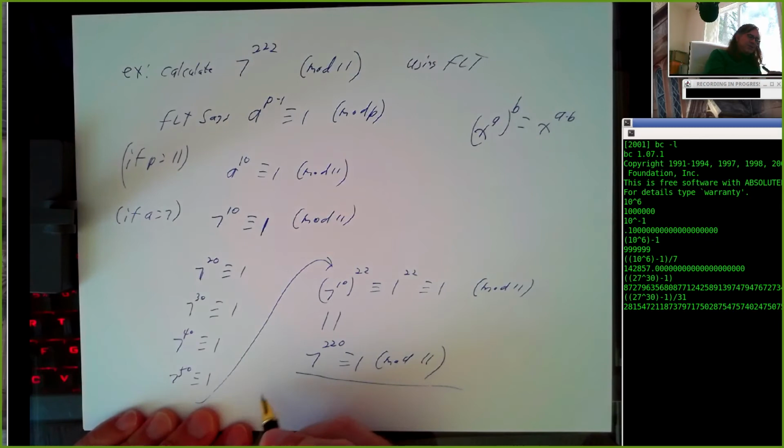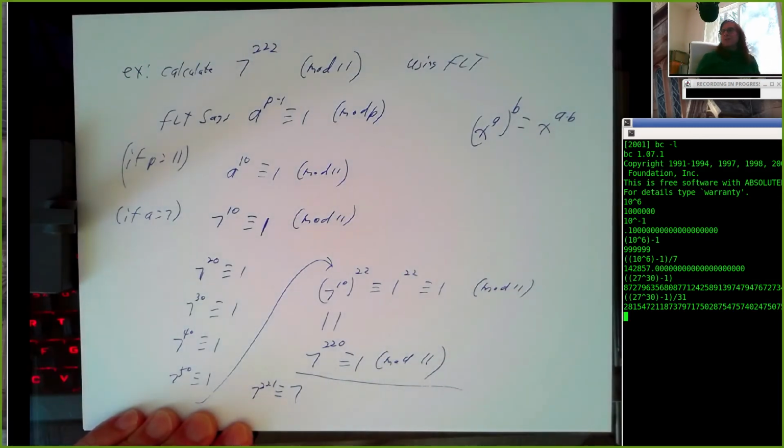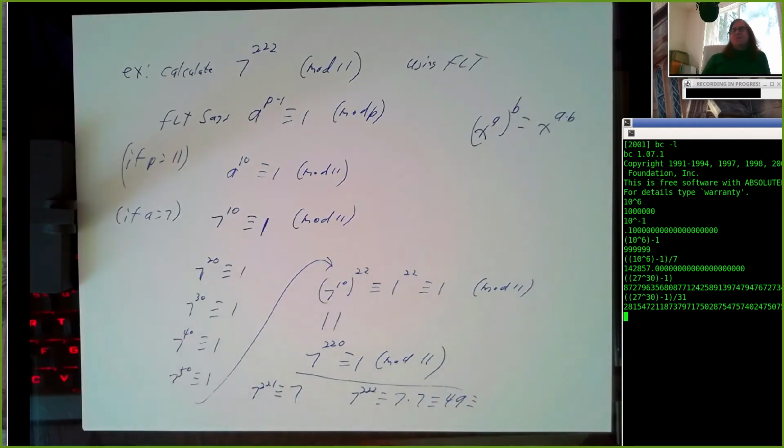So I can multiply by 7. That's going to be congruent to 1 times 7, which is just 7. And if I multiply by 7 once more, that's going to be 7 times 7, which is 49. What's 49 divided by 11? Well, 11s are nice. 4 times would be 44. So I can get up to 44, and I've got 5 left over. So this is congruent to 5. And there's your answer.